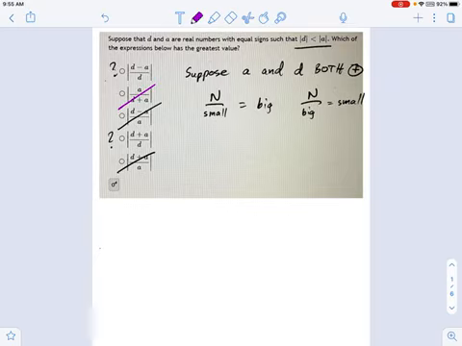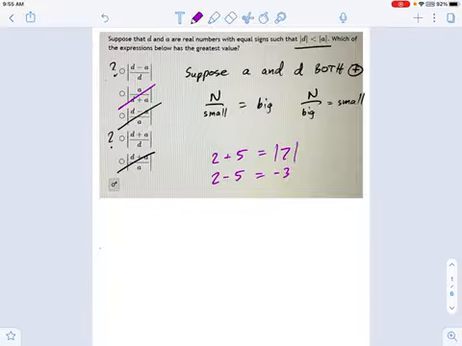Right? In other words, here, let's do some examples. 2 plus 5 equals 7. 2 minus 5 equals negative 3. Now remember, there's absolute value symbols. So what we get is 7 versus 3. It's obvious that the difference will always be smaller than the sum of two numbers.